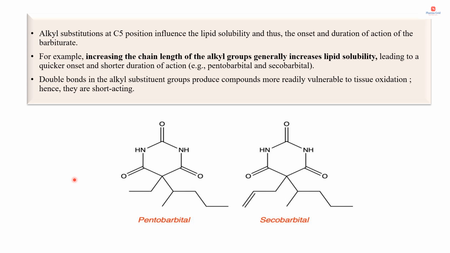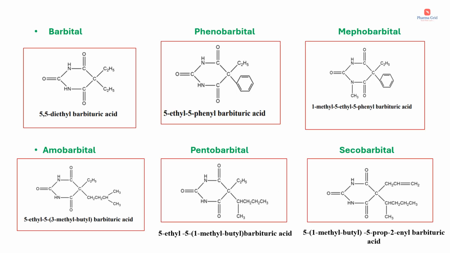As I have already mentioned, double bonds mean unsaturation. So unsaturation in the alkyl substituent groups produces compounds more readily vulnerable to tissue oxidation. Hence, they are short acting. In secobarbital, you can see this unsaturation. So now let's have a look into some of the important structures of barbiturates.